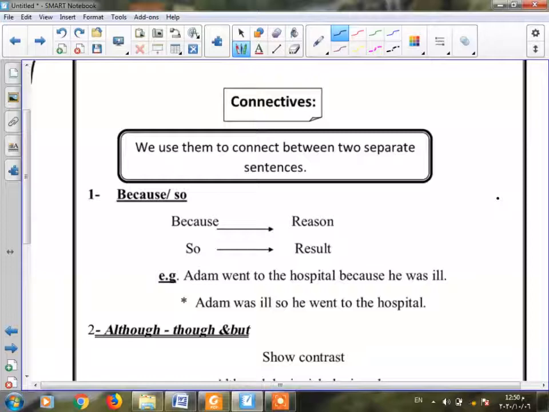Okay, middle two, let's go back to our work. We have today another topic which is the connectives.